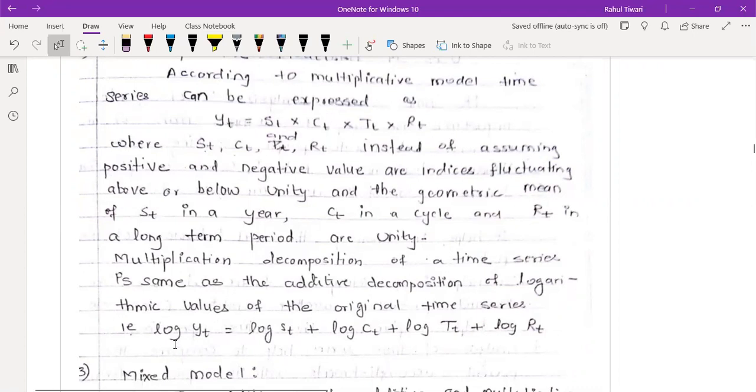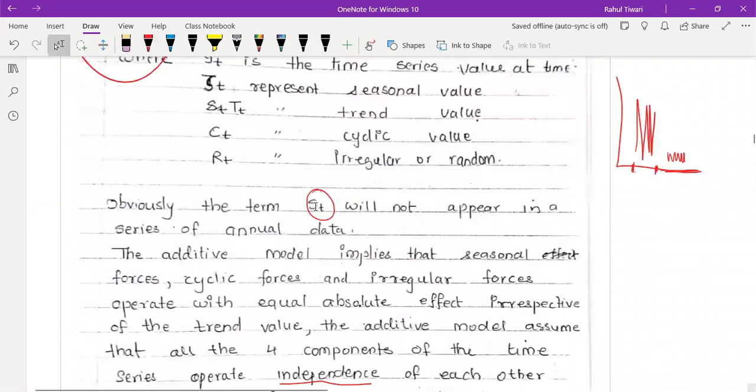So to ignore that problem, we have taken log on both sides. So it becomes log of y equals log of st plus log of ct plus log of tt. Why are we taking log? If CT or ST is zero, then the whole term, the trend value, becomes zero, and the multiplicative model will not be much useful. But if you take log and even one component becomes zero, it doesn't affect my other components. So that's why usually the additive models are quite useful.